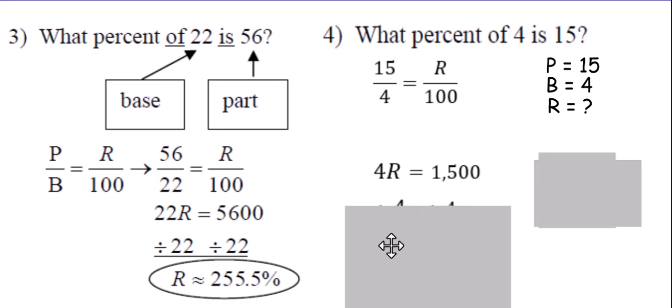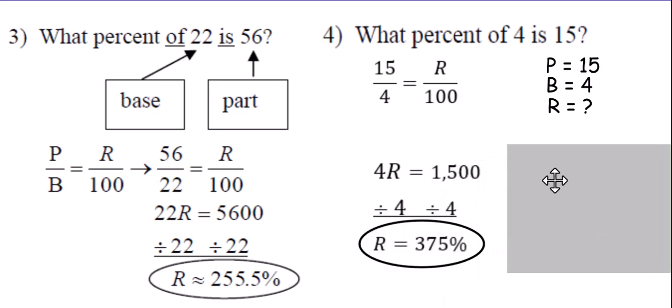Divide both sides by 4. 1500 divided by 4 gets us 375%. So we actually notice in these two problems, when our part is bigger than our base, we get a percent above 100%, which we might be thinking, is it possible to have percents above 100%?